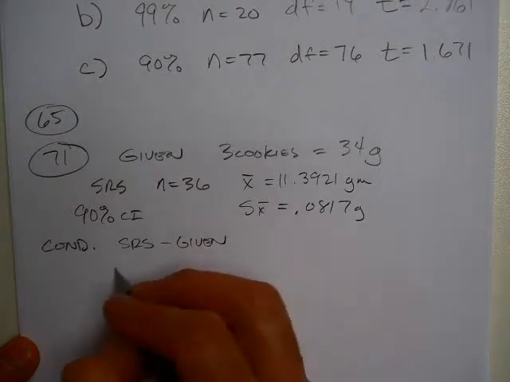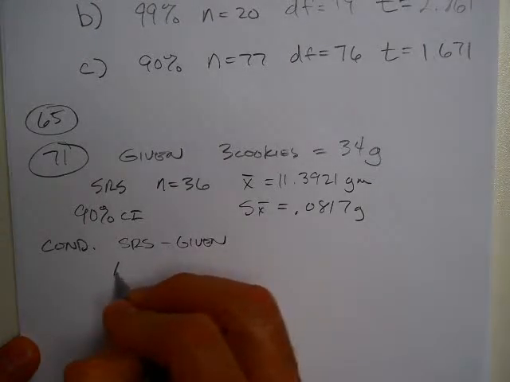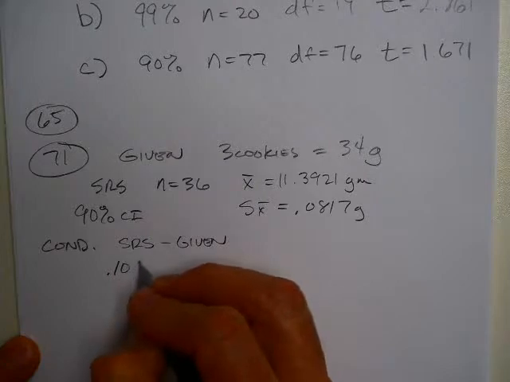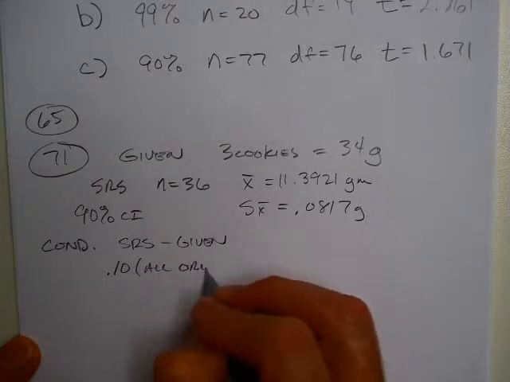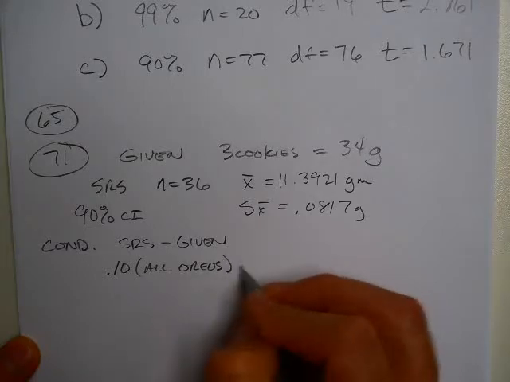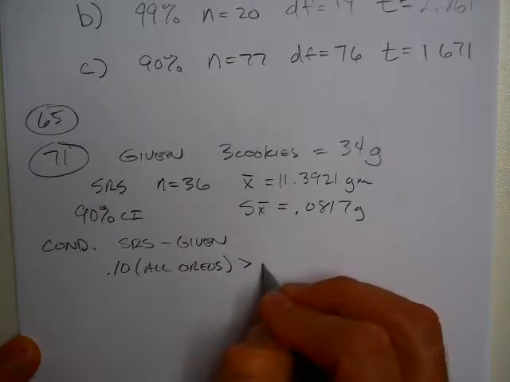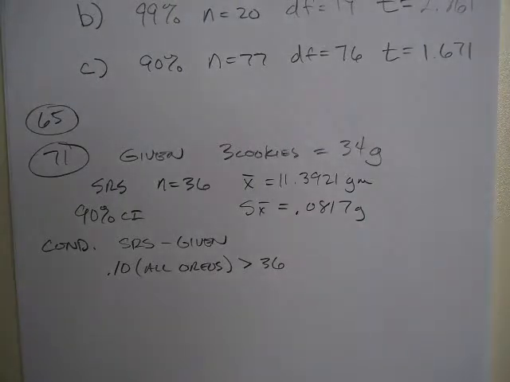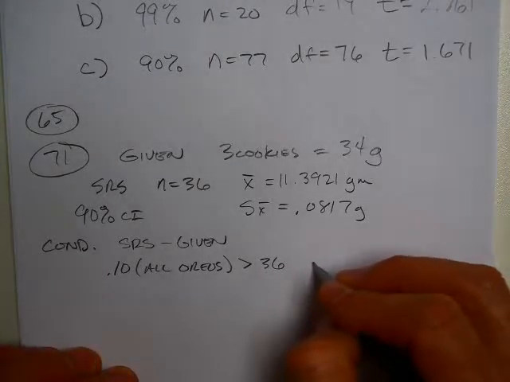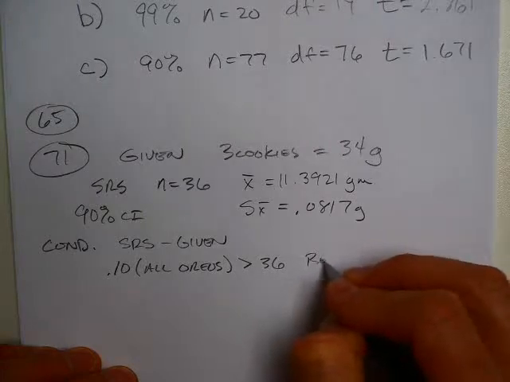10% rule. Is it reasonable to assume that 10% of all cookies, all Oreos, is greater than 36? Not only is it reasonable to assume, I count on it from my life, okay? Right? Oreos are life. It's reasonable to assume.